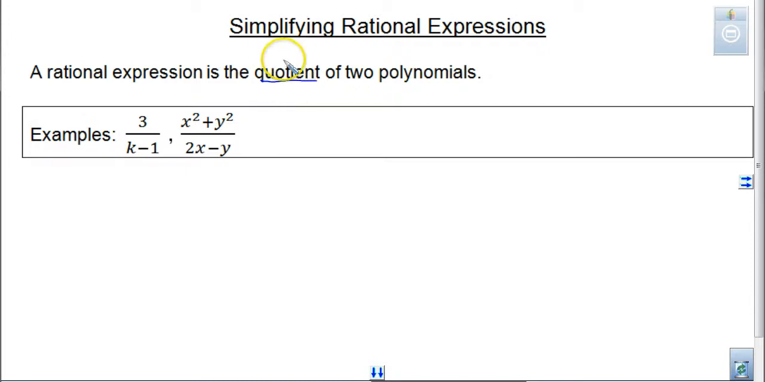Now when we say quotient, that's a fancy way of saying it's one divided by another, or looks like a fraction. So 3 divided by k minus 1 is a rational expression. It's a quotient of 3 and k minus 1. Also, x squared plus y squared over 2x minus y is the quotient of two polynomials. It is a rational expression. So today we'll be looking at simplifying these, reducing them to lowest terms.